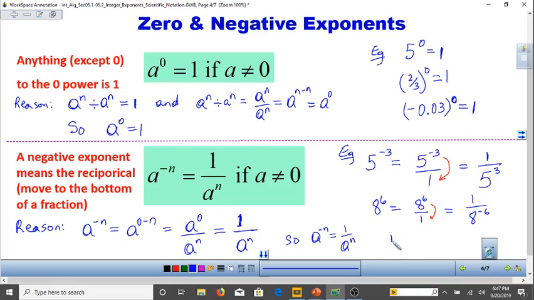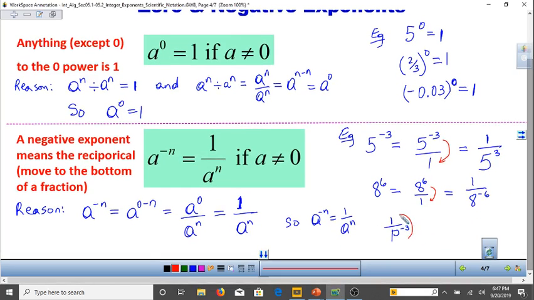So let's say I have something like 1 over p to the negative 3. Well, I could then move that p to the negative 3 to the numerator, just like I did with the denominator, for the same reason. But this time, the exponent is going to change to p to the 3, and we're just going to leave a 1 at the bottom, which we can just write as p to the 3. And again, the same thing would work if it's a positive exponent, that would change as well.